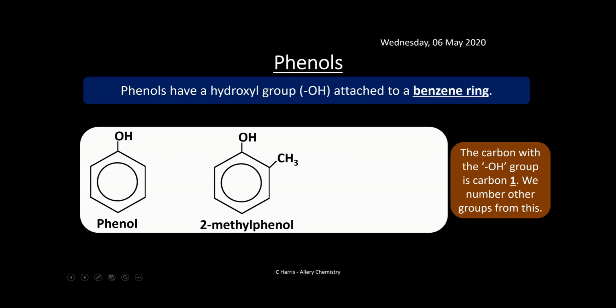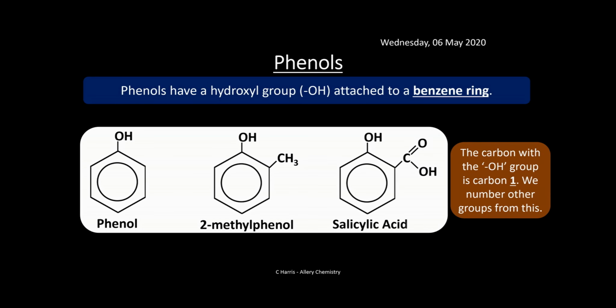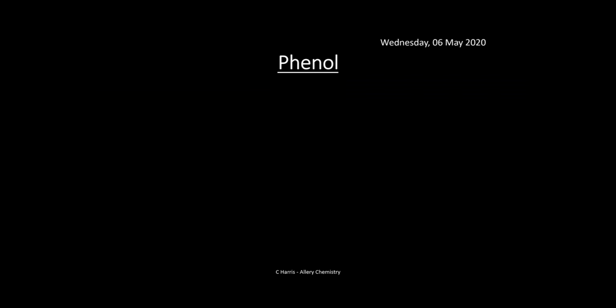Now, if it was there, it would still be 2, because we always number with the lowest numbering system. So that's the IUPAC way. And this one's salicylic acid, and you may see that as well later on, or in your practicals. Salicylic acid is used to make aspirin, which you may have made. So it depends if your teacher or your lecturer allows you to do that.